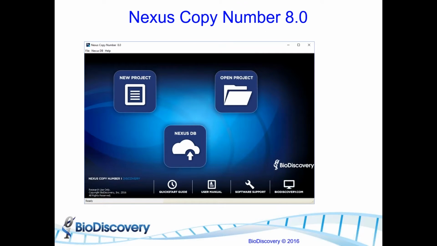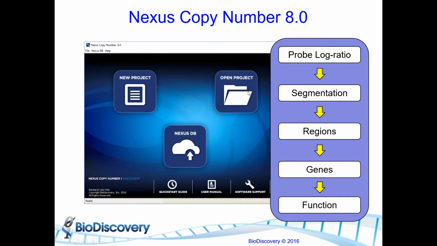So in Nexus Copy Number 8.0, the basic workflow is after we either open an existing project or create a new project, we're going to start with probe log ratio values. These are going to be copy number or copy intensity values based on the probes. From there, we are going to identify segments that have the same change. From those segments, identify regions of copy number alteration, and then within those regions, identify genes and functions that are going to be relevant for our analysis.